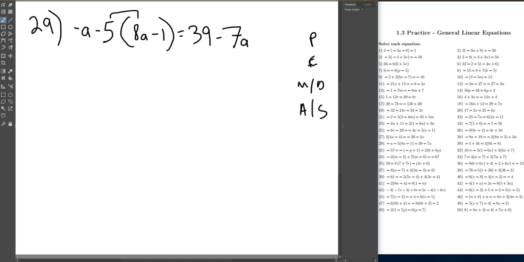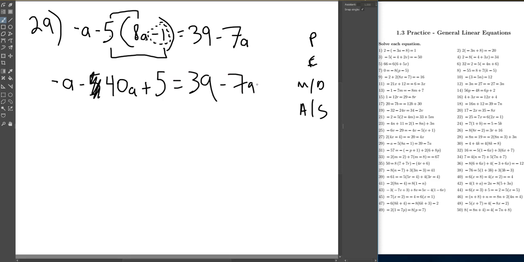So we can multiply this by this and then this by this. So minus a minus 5 times minus 8a equals minus 5 times, that would be minus 40a, right? Minus 5 times 8 equals minus 40, carry the a, because you're multiplying really this by this by this. And then you do minus 5 times minus 1 equals plus 5, equals 39 minus 7a.